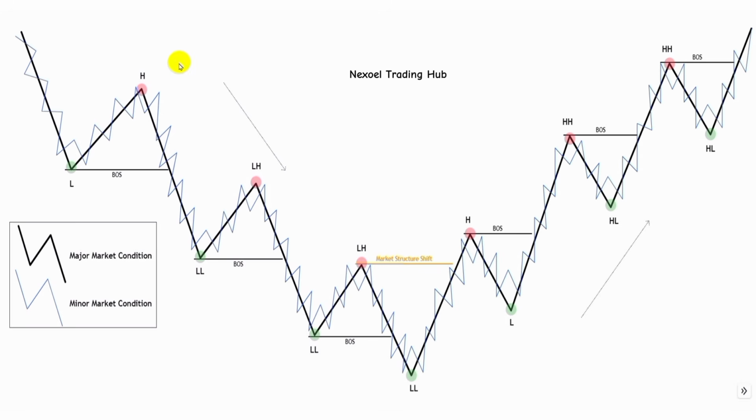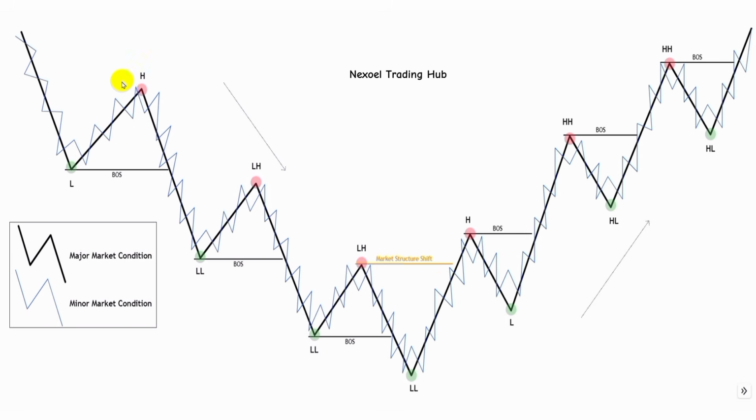Meaning now the market is no longer bearish. The market has turned into a bullish market condition. And you can see we have the pullback and then price continued to the upside. So you can see how price is fractal on every time frame, meaning what you see on the higher time frame also happens on the lower time frame, even more often.